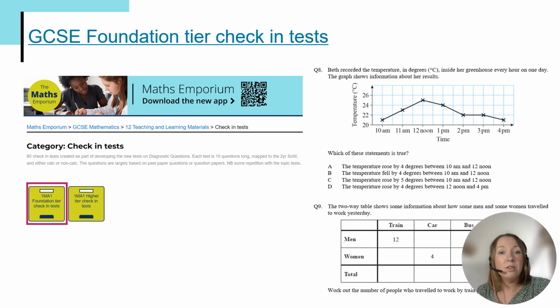Another great resource are our GCSE Foundation Tier check-in tests by topic. These are really great for students working at this level. They get to experience some success, and it also gives you a really clear picture of what it is that they can do and what areas they are currently working towards.